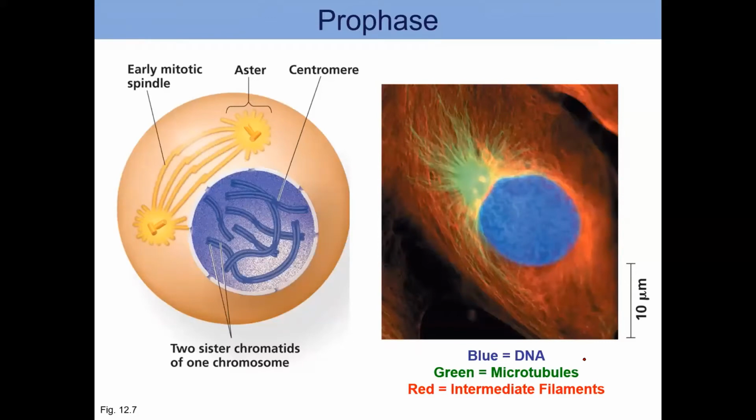So here's prophase. In prophase, we have a couple of things happening here. These here are our centrosomes, and they start sending out the spindle fibers. They start sending out the microtubules. The other thing that happens is that the chromosomes condense. So I can write that down if you want. We have formation of the spindle fibers.